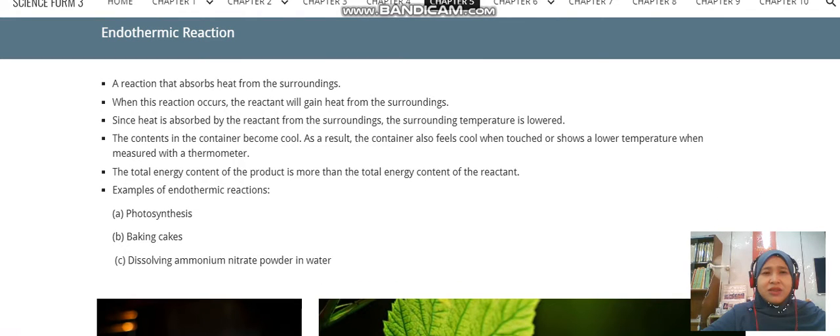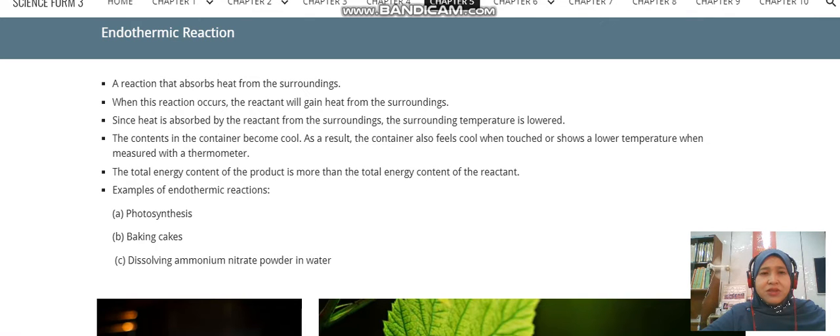Endothermic reaction, a reaction that absorbs heat from the surroundings. When this reaction occurs, the reactant will gain heat from the surroundings. Since heat is absorbed by the reactant from the surroundings, the temperature is lowered. The contents in the container become cool. As a result, the container also feels cool when touched or shows a lower temperature when measured with a thermometer. The total energy content of the product is more than the total energy content of the reactant.